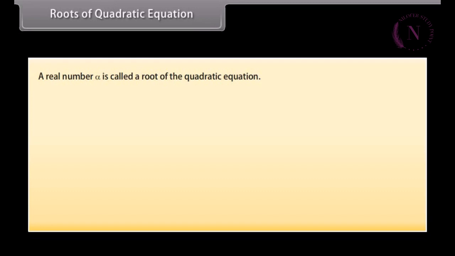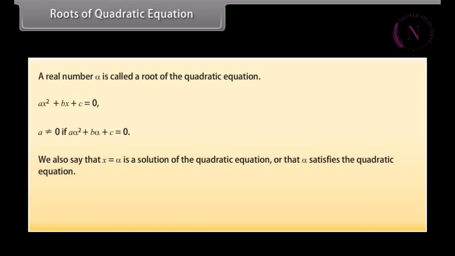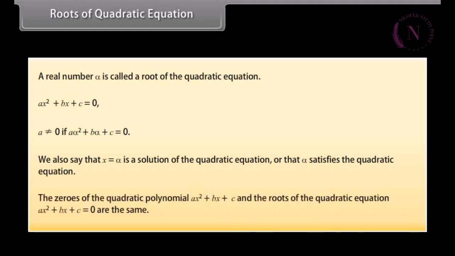Roots of quadratic equation. A real number alpha is called a root of the quadratic equation ax squared plus bx plus c is equal to 0, where a is not equal to 0, if a alpha squared plus b alpha plus c is equal to 0. We also say that x is equal to alpha is a solution of the quadratic equation, or that alpha satisfies the quadratic equation. The zeros of the quadratic polynomial ax squared plus bx plus c and the roots of the quadratic equation ax squared plus bx plus c is equal to 0 are the same.